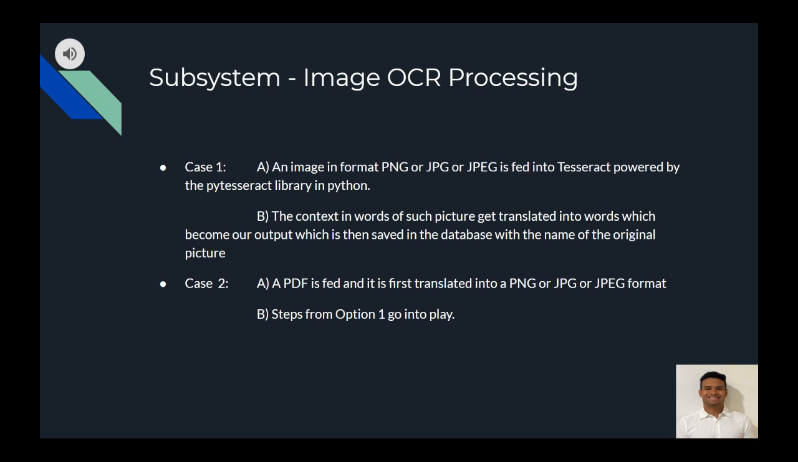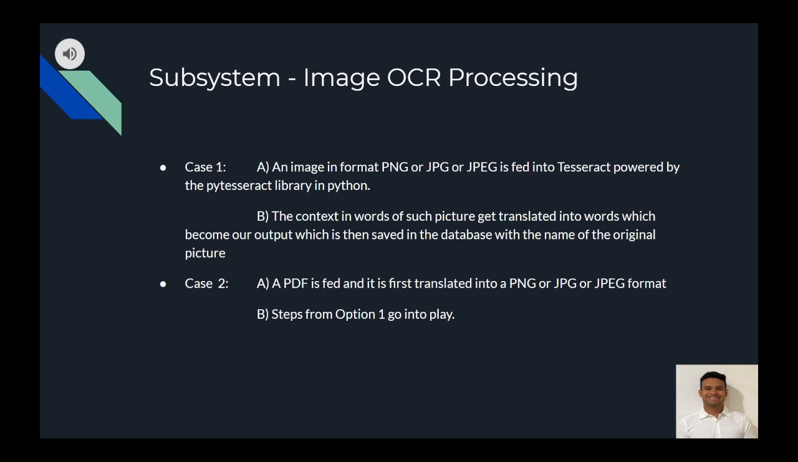To get started with case one, we will have an image in PNG or JPEG format, and it will be fed into the Tesseract algorithm, which is open source and is our main tool for this subsystem, and it will be powered by the PyTesseract library, which is held in Python. The content in the picture will get translated into words, which will become our output, and then the text will be saved in the database with the name of the original picture for easy access.